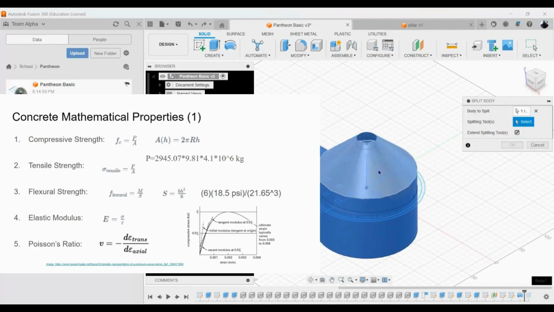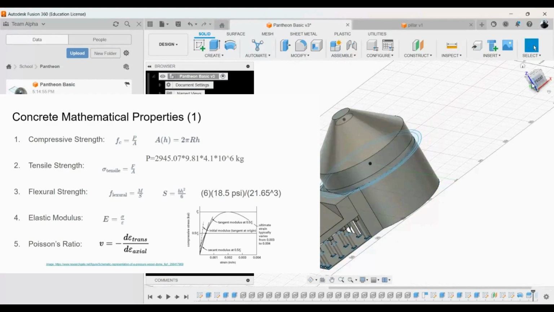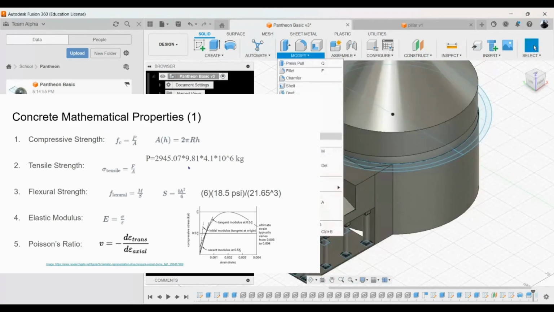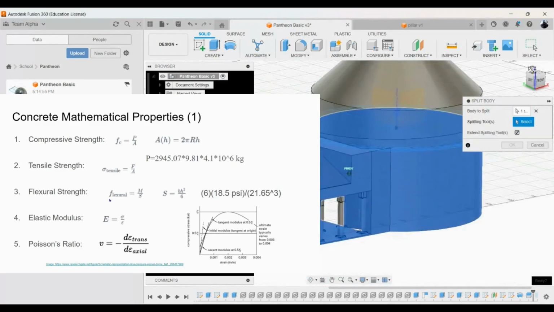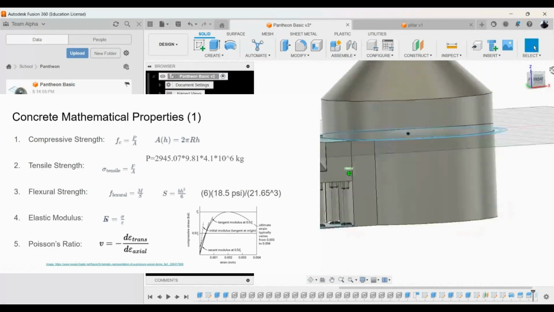The cross-sectional area of a dome is 2 pi radius times height, and since this dome covers the sphere, that means it's 2 pi r squared. So below we also have the tensile strength, which basically means the same thing, and over here I have the pressure calculated for the concrete dome. And then the next 3 are flexural strength, elastic modulus, and Poisson's ratio. This one is also known as Young's modulus.